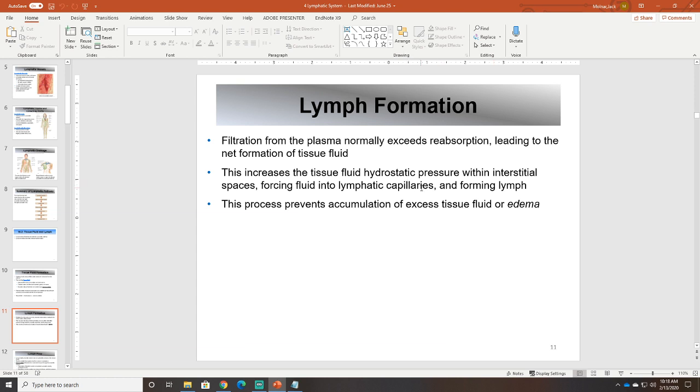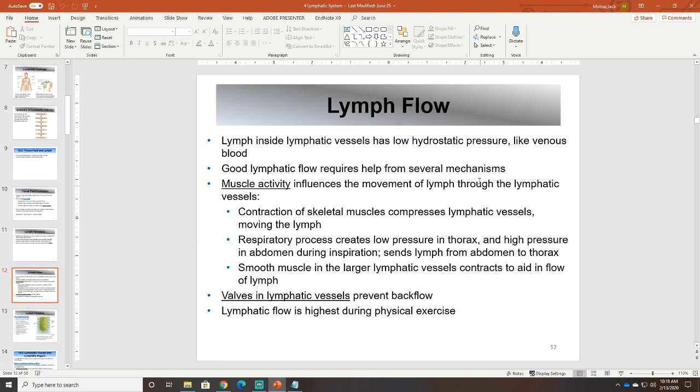Along with the fluid, we're going to see whatever's in the tissue fluid move into the capillary. So it's not just water. You're going to see electrolytes and other substances from the tissue fluid move into the lymphatic capillaries. Now, if excess fluid accumulates in the tissues more than can be picked up by the blood capillaries or the lymphatic capillaries, that results in a condition called edema. Edema is excess fluid in the tissues.